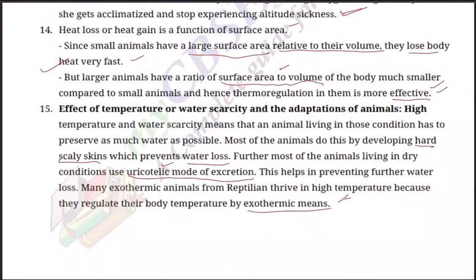Further, most of the animals living in dry conditions use the uricotelic mode of excretion. What do you mean by uricotelic? The passage of waste material in the form of uric acid. Remember ammonotelic, ureotelic, and uricotelic, class 11th, previous class. This helps in preventing further water loss. Many ectothermic animals like reptiles thrive in high temperature because they regulate their body temperature by ectothermic means.